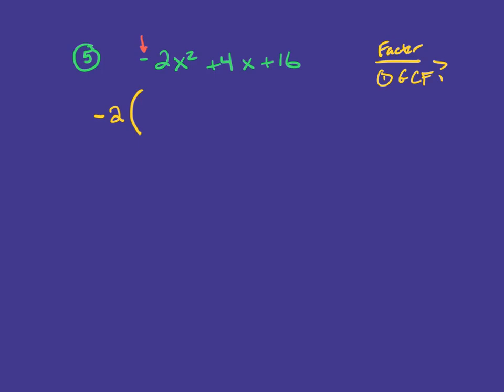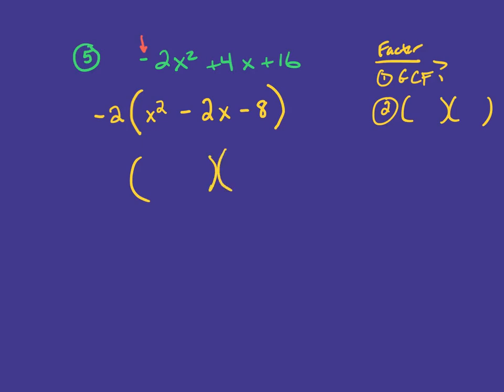And then you just want to write what's left. When we take negative 2 out of the first term, we're left with just both of those x's. And moving on, 4x divided by negative 2, that's going to give you negative 2x. And then 16 divided by negative 2 is negative 8. Going just a little bit further, bring the negative 2 on the outside down.